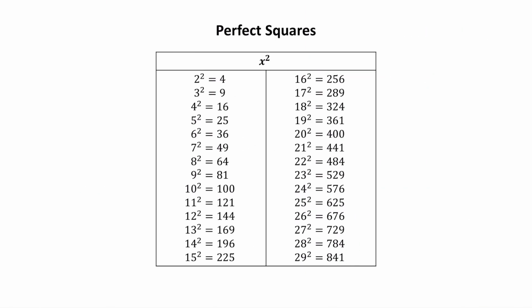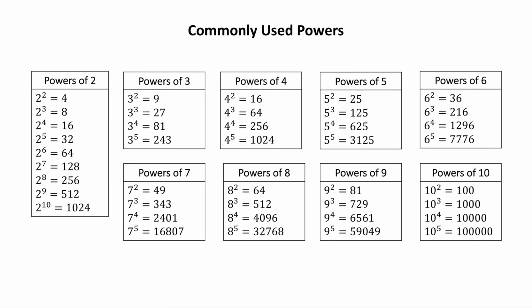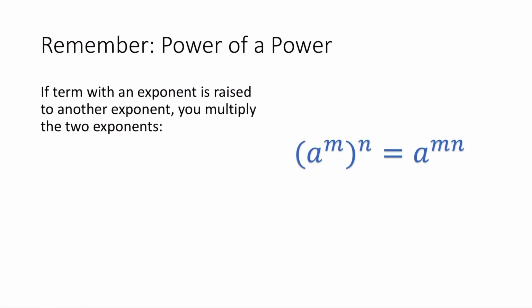So the first page has the squares from 2 to 29, which are the most commonly used ones. And then the next page has the commonly used powers, which lists out the common powers from 2 through 10. So you can use this as a reference guide when you're working on these problems. So also remember the power of a power property.